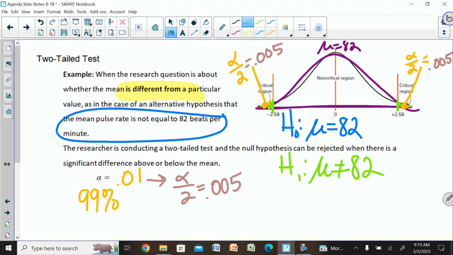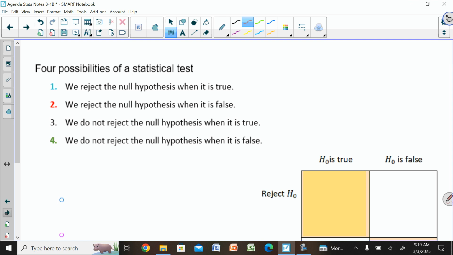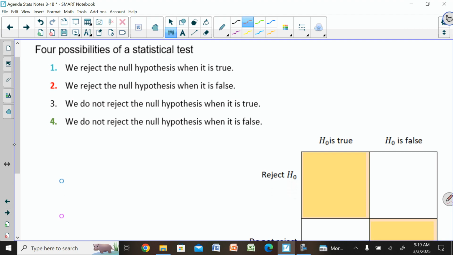So it's important to recognize and to know if you're doing a one-tailed or a two-tailed test. All right, so now let's talk about these type 1 and type 2 errors. So we've got 4 possibilities of a statistical test, right? We can reject, we cannot reject. It really is true, it really is false. So kind of a fundamental counting rule here.